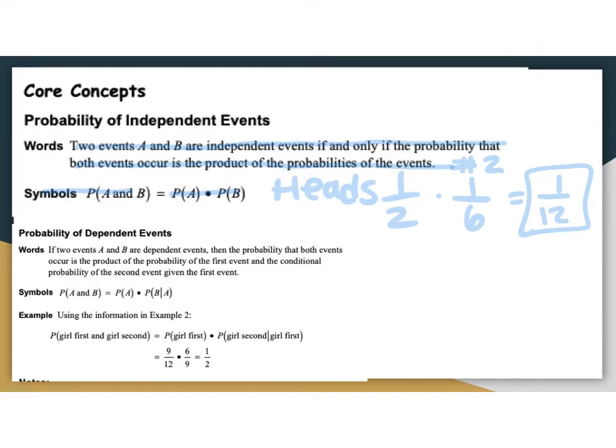Probability of dependent events. If two events A and B are dependent events, then the probability that both events occur is the product of the probability of the first event and the conditional probability of the second event after the first event.